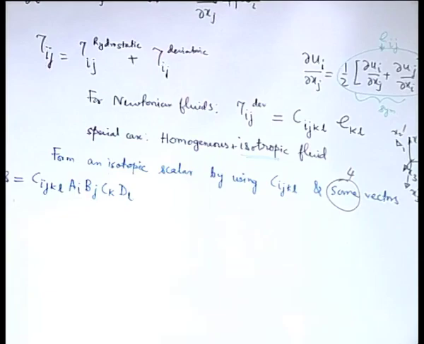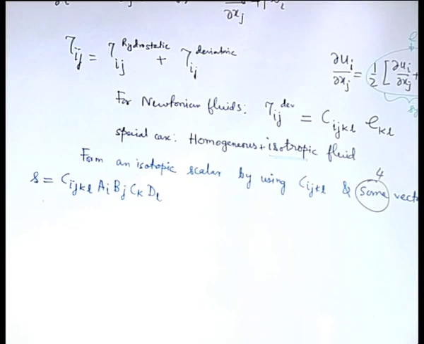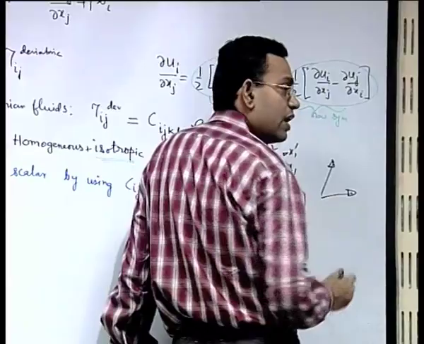Now, if you have 4 vectors, remember that our objective is to formulate some directionally independent, directionally invariant quantity. That means, if you have 2 vectors taken at a time, what do you consider a directionally invariant quantity? The angle between the 2 vectors.